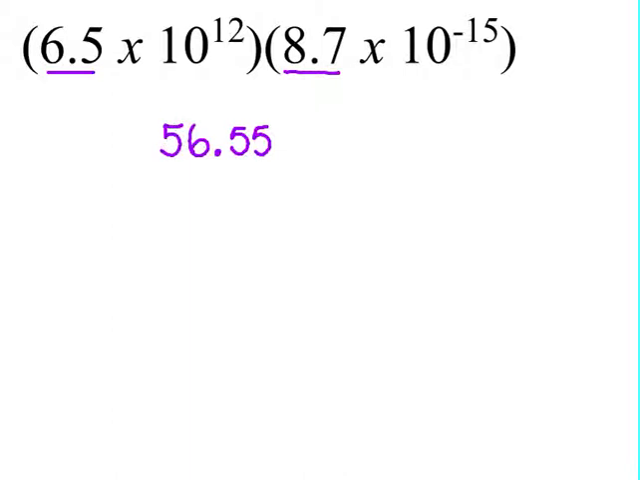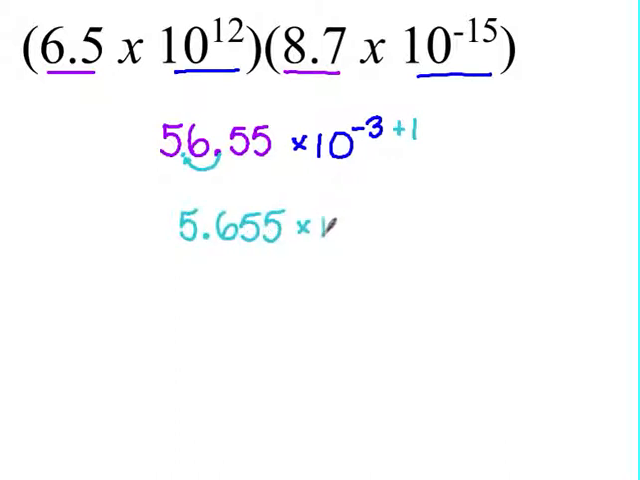So now what I'm going to go ahead and do with my exponents here? Add them, and I get negative 3. Good. So now we need to change 56.55 so that it's a number between 1 and 10. Where are you going to move the decimal? 1 to the left. I moved it 1, so am I going to add 1 or subtract 1 with my exponent? Add 1 because it was a number bigger than 1 to start with. So I get 5.655 times 10 to the negative second.